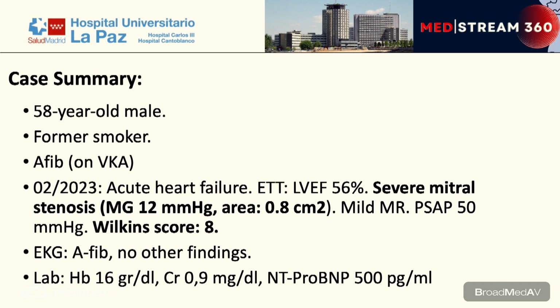We have a 58-year-old male, former smoker. He has a medical history of atrial fibrillation and is on treatment with antivitamin K. He was hospitalized in February of this year because of acute heart failure. A transthoracic echocardiogram was done in which he was diagnosed with severe mitral stenosis with mild regurgitation and a normal ejection fraction. The mean gradient of the mitral valvuloplasty is 12 millimeters of mercury, and the area estimated by 3D planimetry is 0.8 square centimeters. The electrocardiogram shows atrial fibrillation, and the blood test is normal.